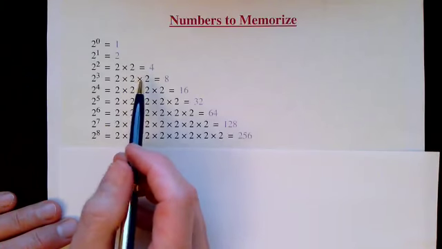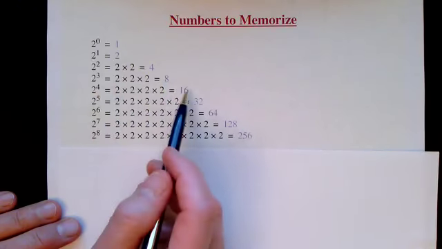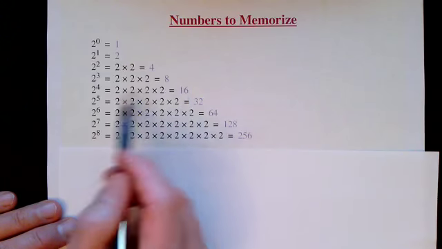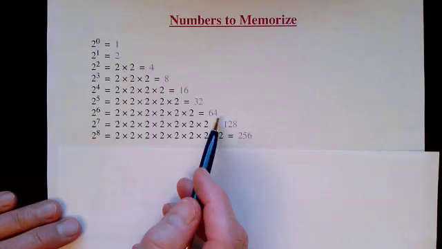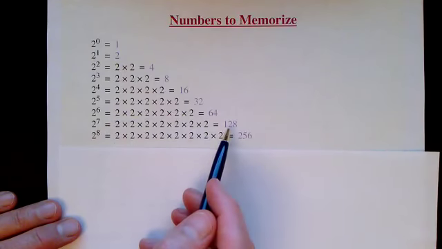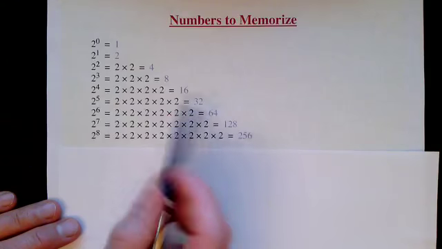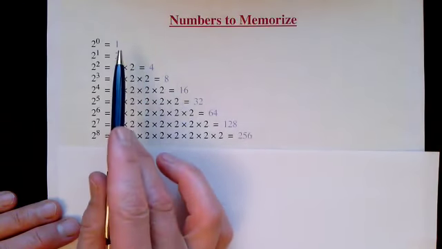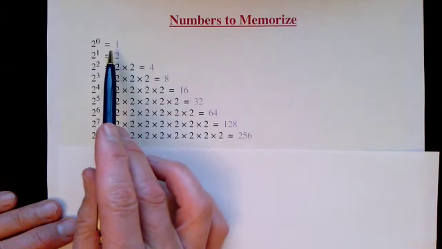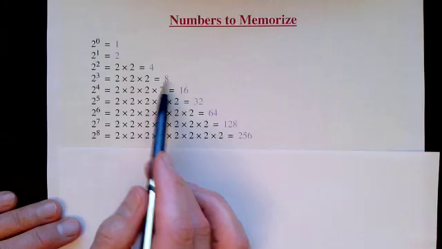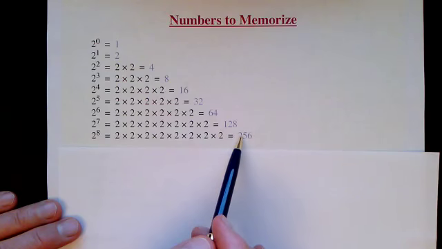Every computer scientist should know these numbers by heart, and every good computer scientist does. 2 to the 4th is 16. 2 to the 5th, 32. 2 to the 6th is 64. 2 to the 7th is 128, and 2 to the 8th is 256. You can probably recreate these numbers if you need to, but it's probably better just to go ahead and memorize them. You can memorize this sequence: 1, 2, 4, 8, 16, 32, 64, 128, and 256.